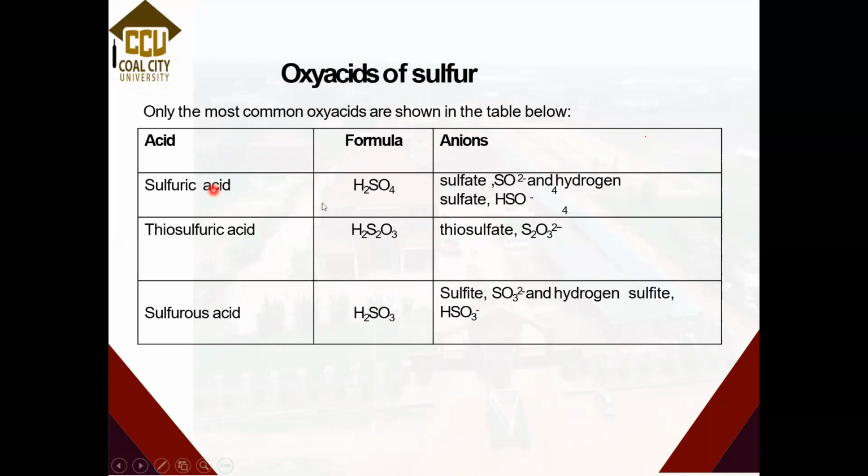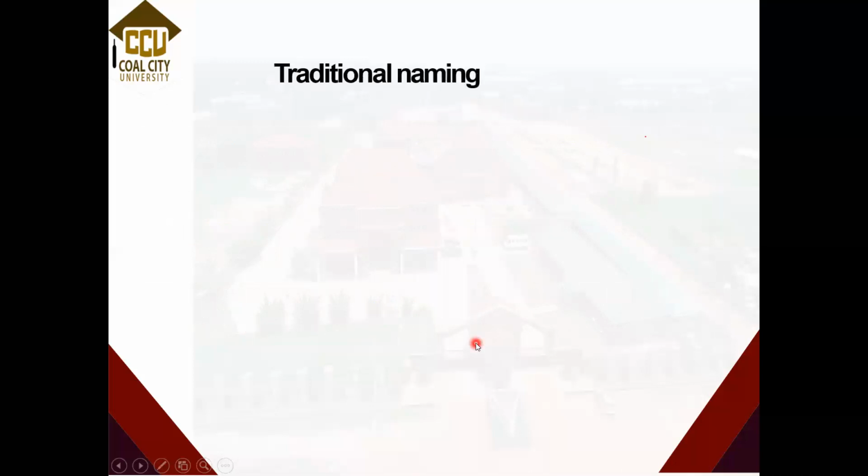I see sulfuric acid, H2SO4, that's our sulfuric acid. You can see thiosulfuric acid, which I've already mentioned before. When we take off one oxygen and add one sulfur, we get thiosulfuric acid. Then sulfurous acid is H2SO3: when you remove one oxygen from the H2SO4, instead of calling it sulfuric, we call it sulfurous. So those are the most common.